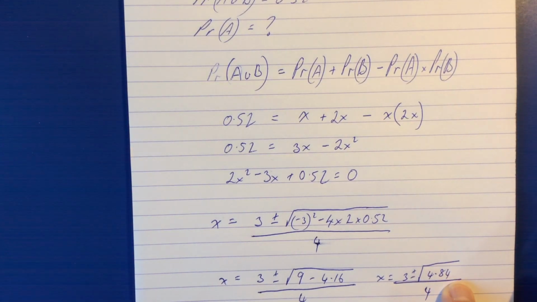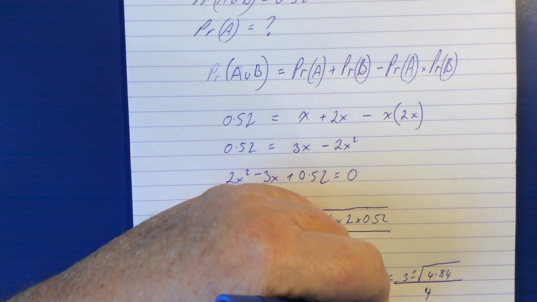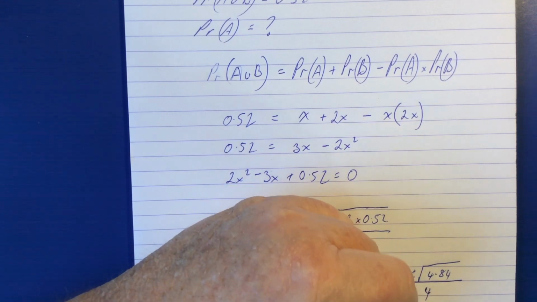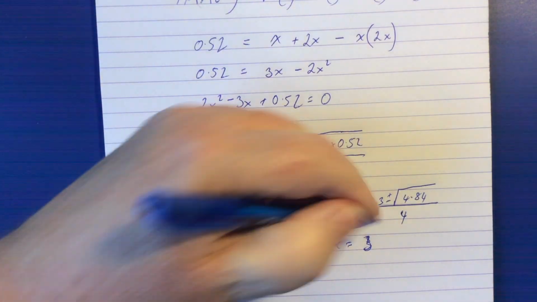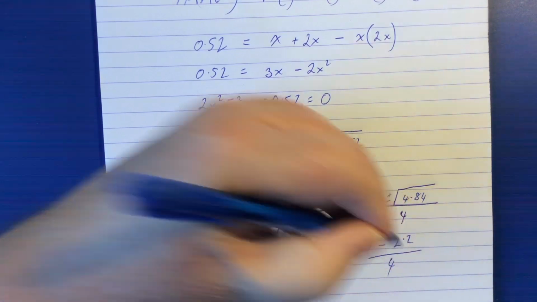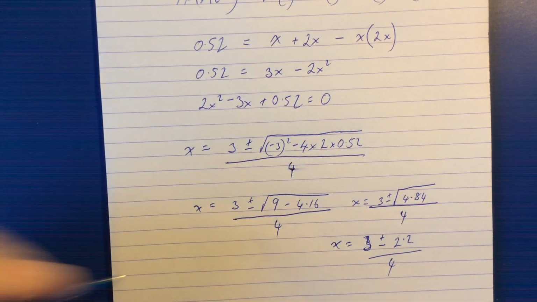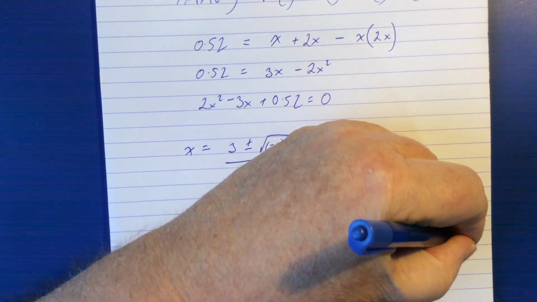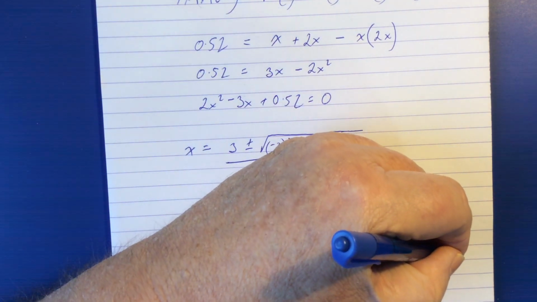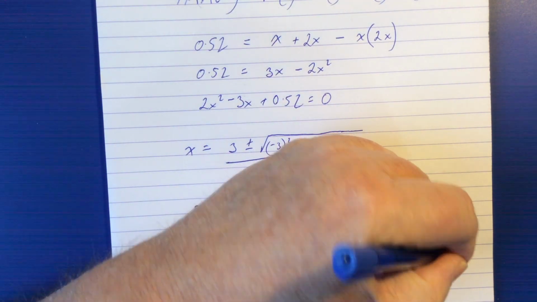This is where the calculator comes in really useful. 4.84, the square root of that is 2.2. Oh, this is pretty tidy. X equals 3, plus or minus 2.2 all over 4. Out with the calculator, and I get 1.3 or, what's the other number? 0.2.